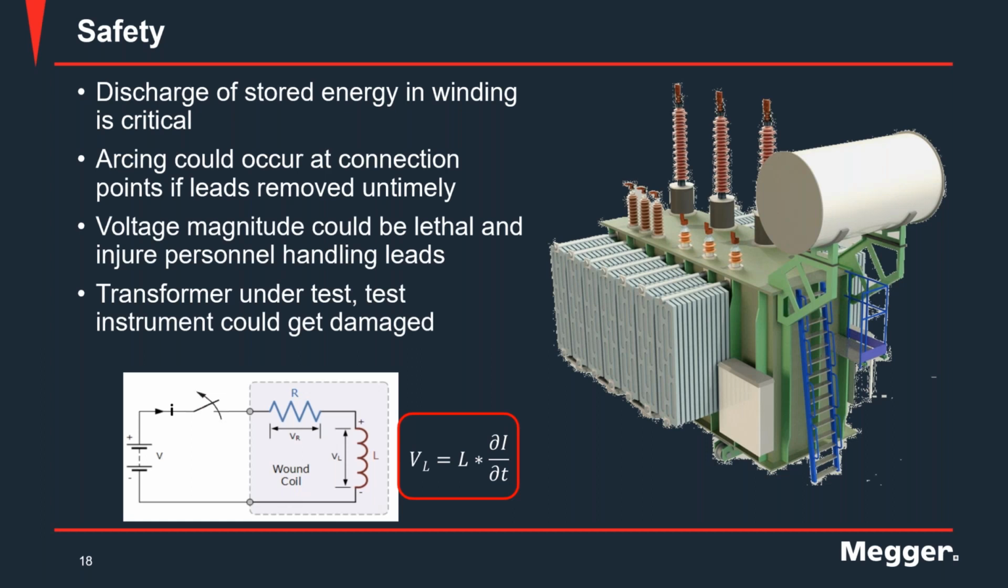And because of that transient behavior, the voltage magnitude that might be induced when you're disturbing the leads could be high enough to be lethal to personnel. In addition to that, it could lead to damage of the transformer that's being tested as well as the test instrument. So it's extremely important to be aware of these safety practices and safety aspects of measuring winding resistance.